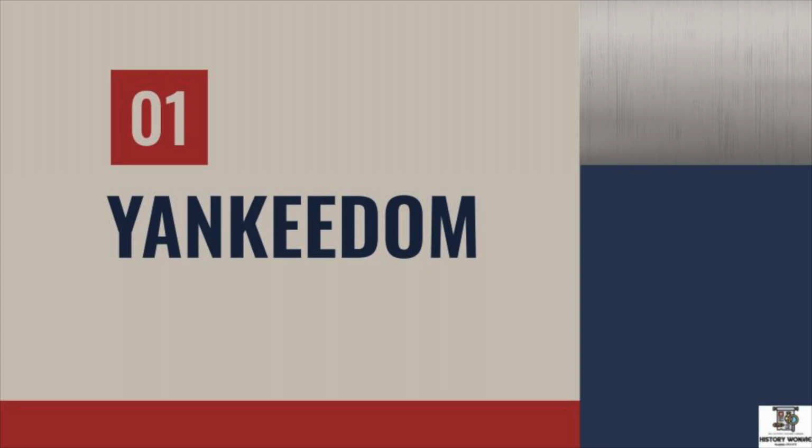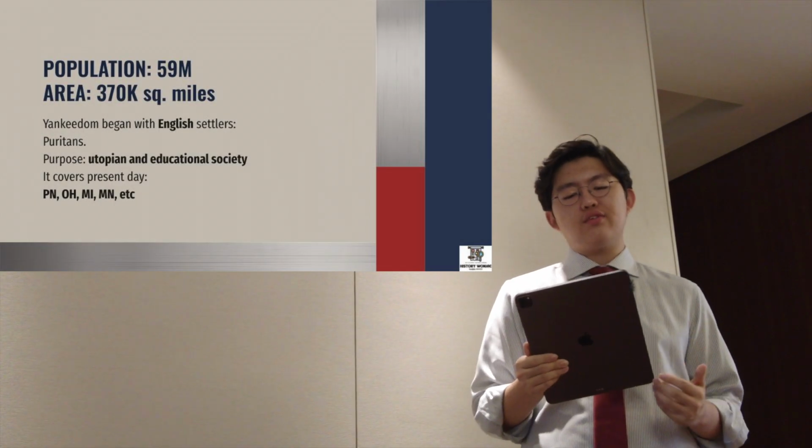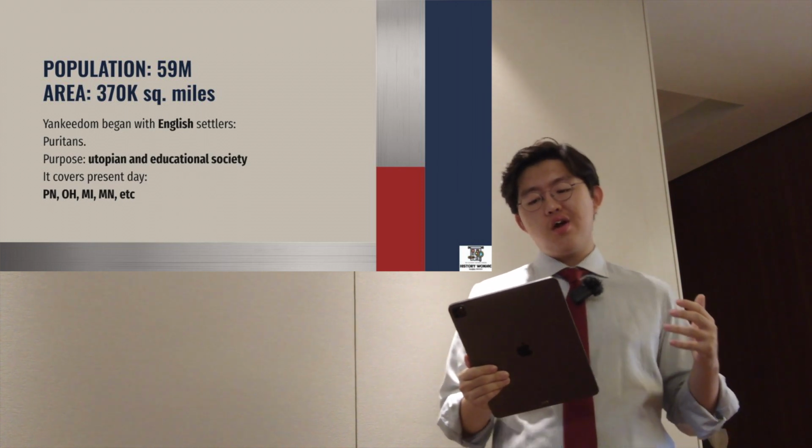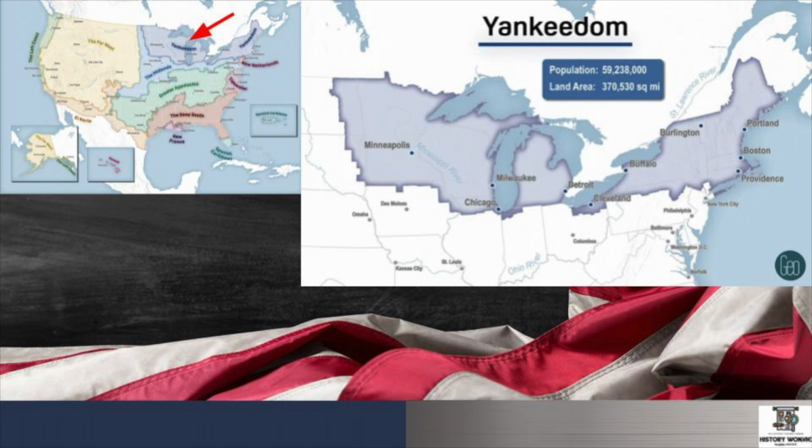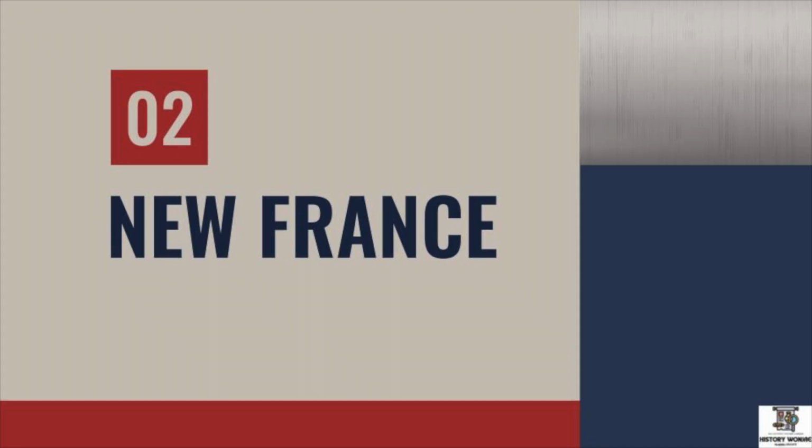First, I'll start with Yankeedom, which comes from the name Yankee. It started from the English settlers called the Puritans. They were English Protestants who believed in the reformation of the whole nation and English churches as well. Covering most of the northeastern and northwestern states of present-day United States, it mainly focused on making a utopian and well-educated society.